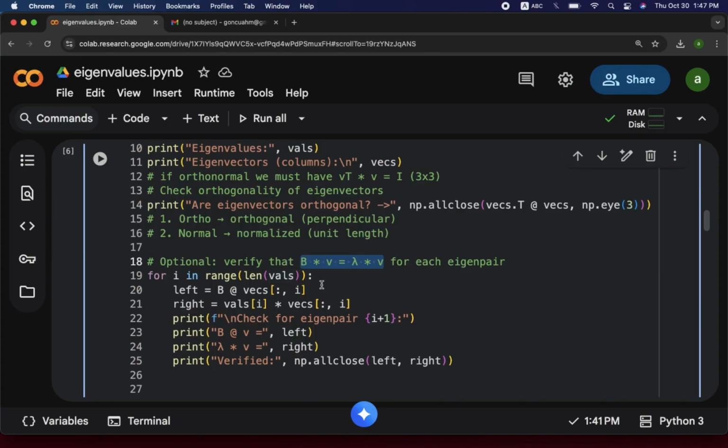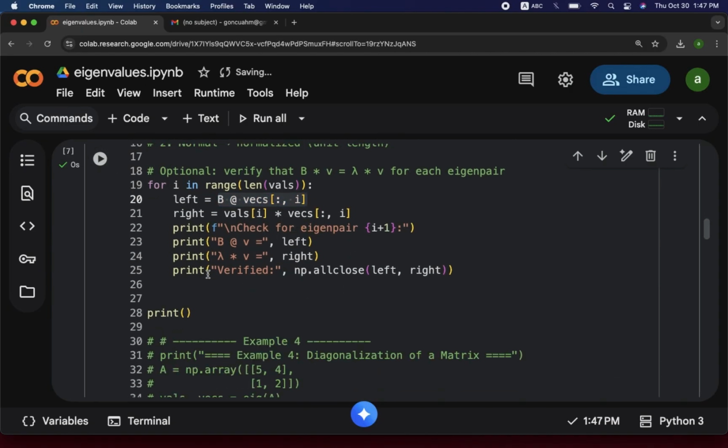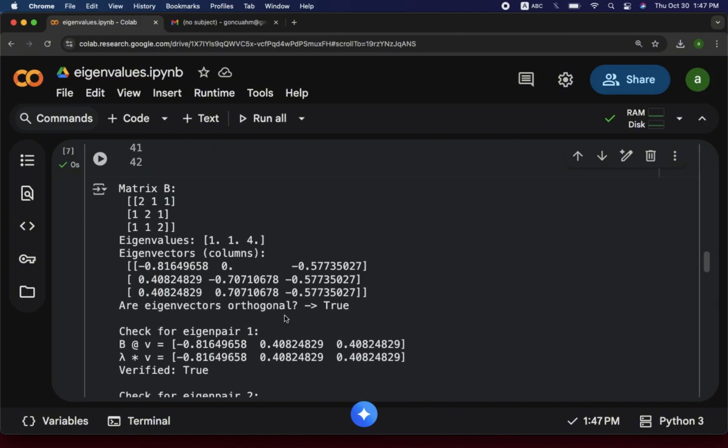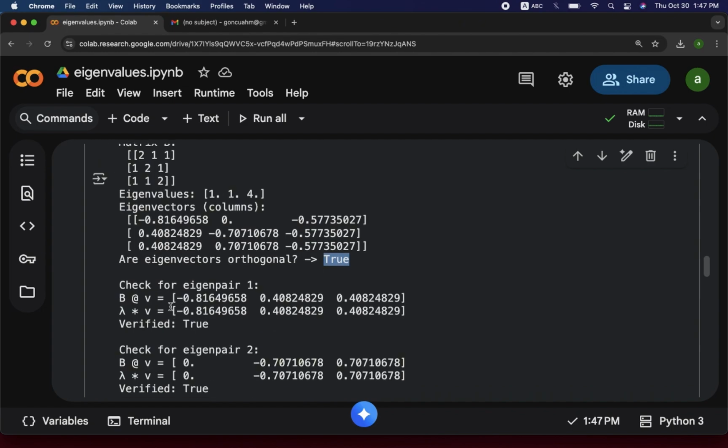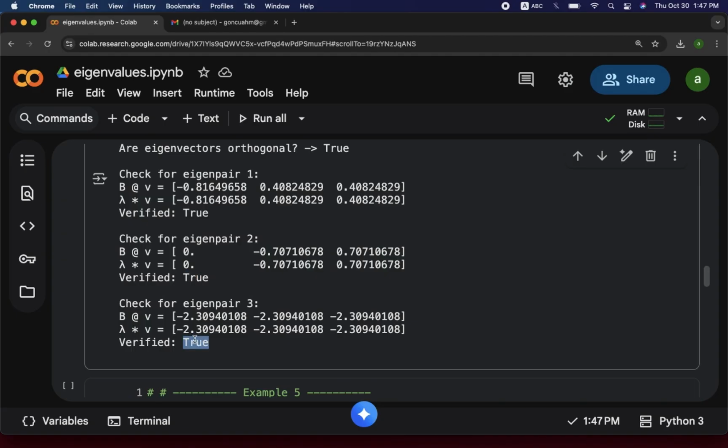This is a little bit of extra code, where we calculate the left side and the right-hand side of the equation by performing these multiplications. Then we print on the screen and verify that these two are the same. So let's run it. Here we see our eigenvectors are orthogonal. Yes, that's verified. Then we also verify the left side and right-hand side for each eigenpair in the for loop. Every time, the eigenvalue problem is satisfied. So this completes our example.